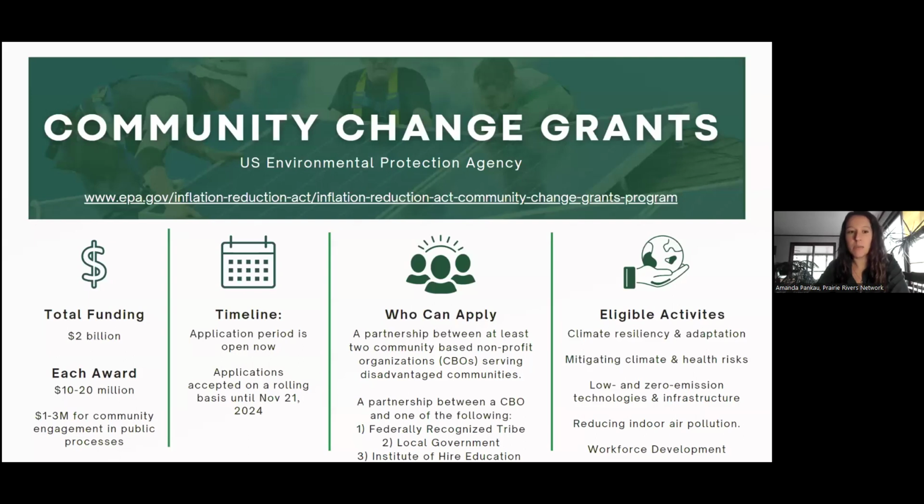I'm going to take the reins back and just share a quick snapshot highlight of a handful of grant opportunities that are currently open and that the Great Lakes TICTAC can support community-based organizations and communities in applying for.